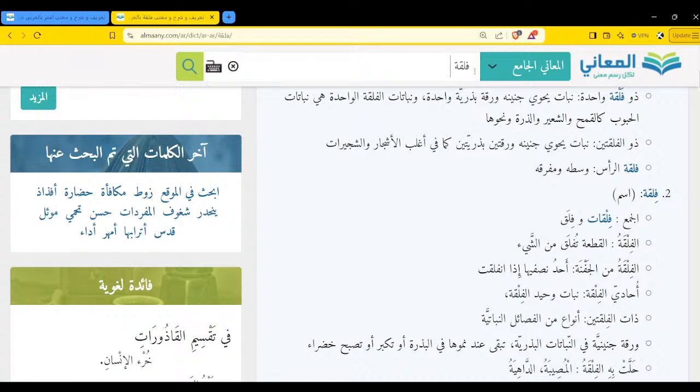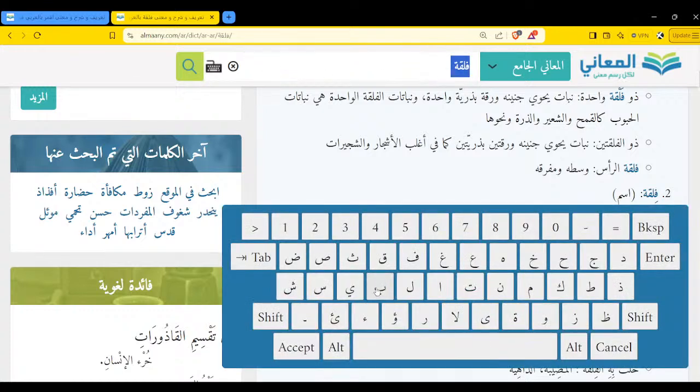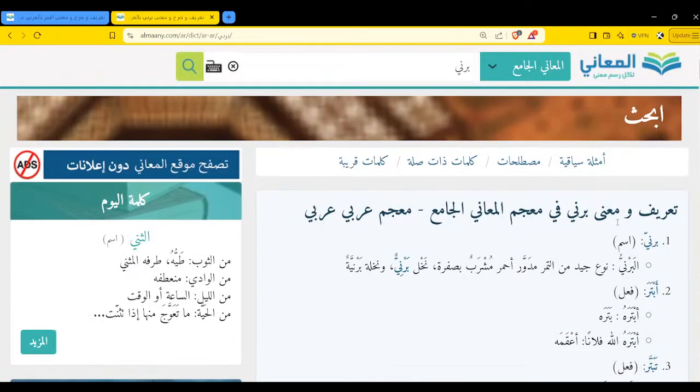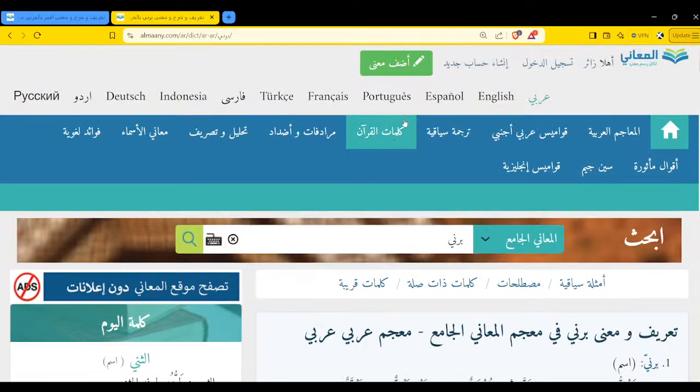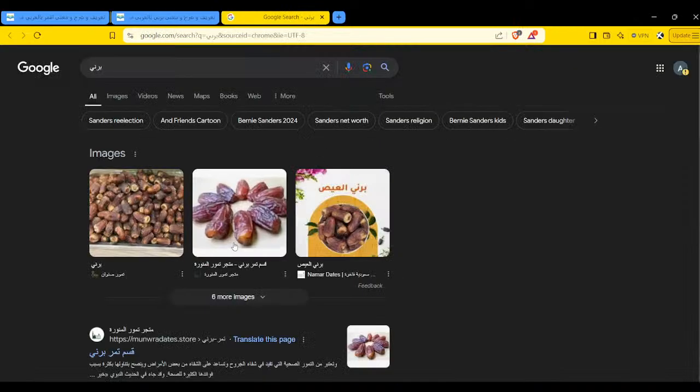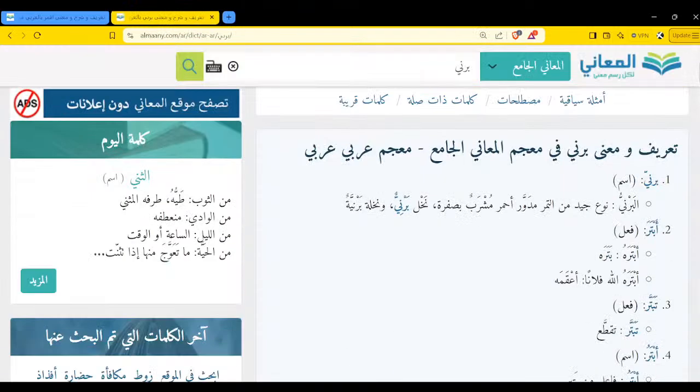Barni. Double check barni. As far as I remember, it's a class of date. نوع جيد من التمر. It is مدور أحمر. It's a very good type of date. It's a good quality date. Let's search how it looks. That's barni. That's barni dates. So he's feeding them this in the morning. They feed everyone, and they feed them good quality stuff, meaning they are generous.